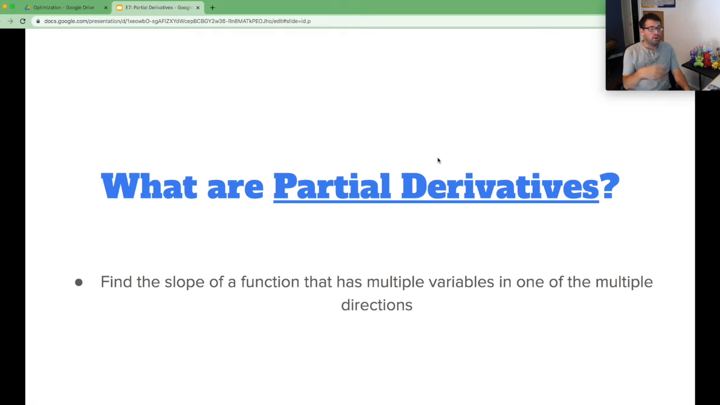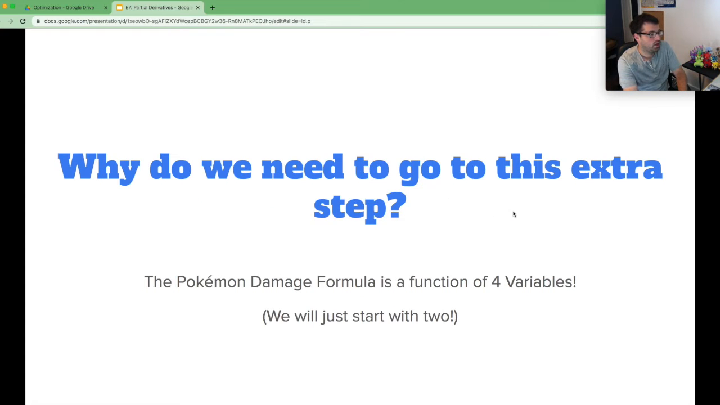So if we have two inputs, we get a third output. That's going to create a three-dimensional surface. So the directions of that surface go at different angles when you look at a single point. So let's talk about why we need to do this extra step.